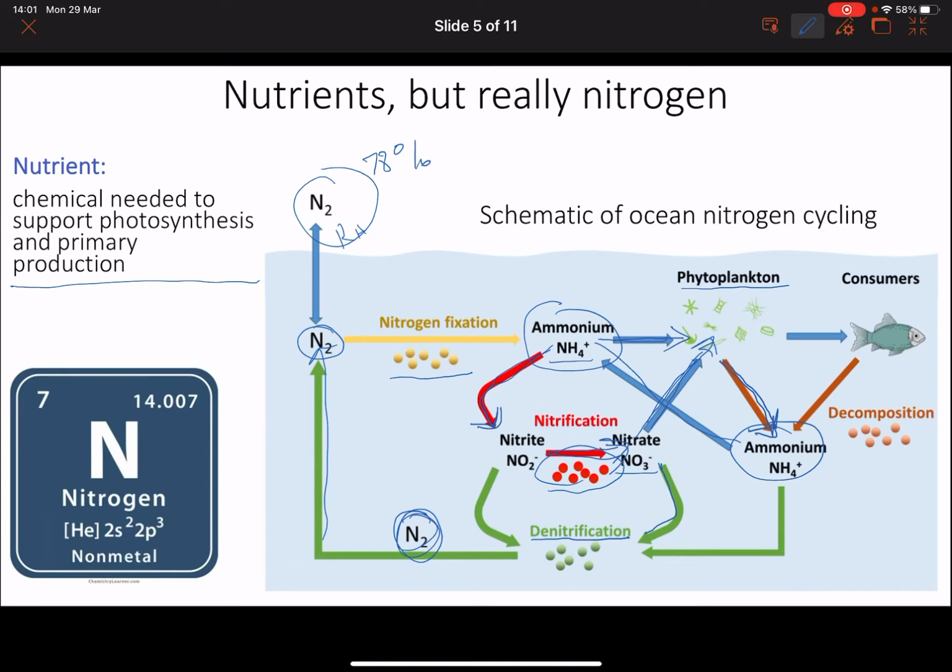But a couple of highlights are that the surface ocean organisms, for the most part, cannot use the inert N2 gas in the atmosphere, and they rely on ammonium and nitrate. And the other important thing is that ammonium and nitrate are used by phytoplankton, but then the ammonium is regenerated through decomposition, which is then oxidized to nitrate. And so everything is sort of cycling around.